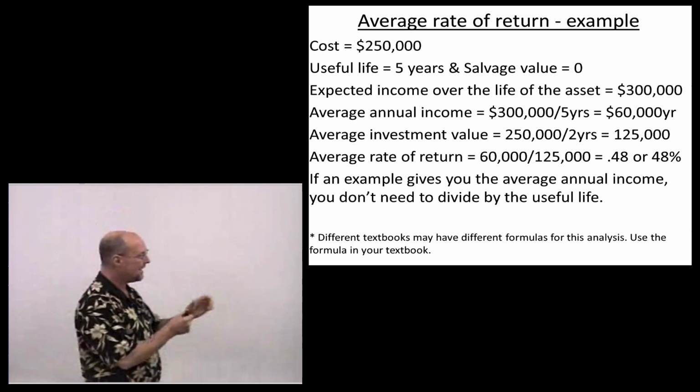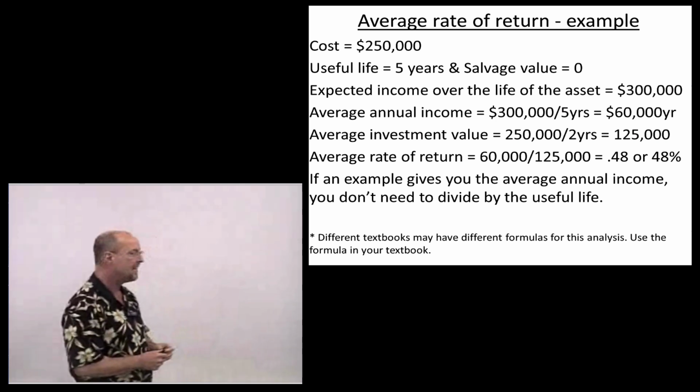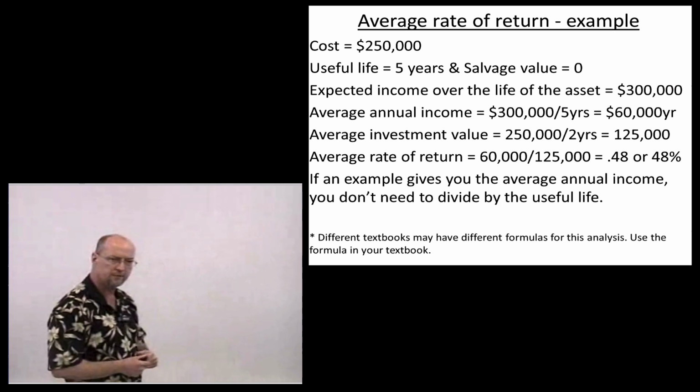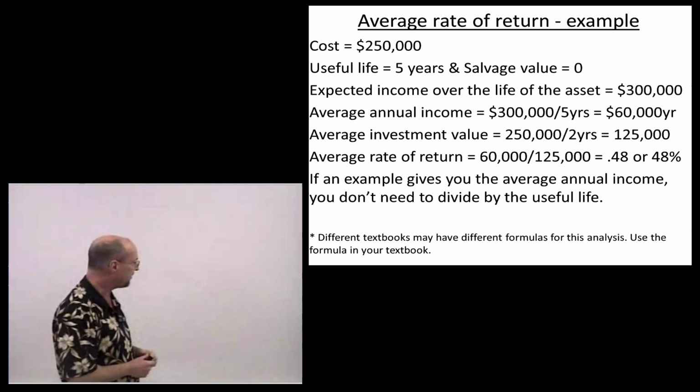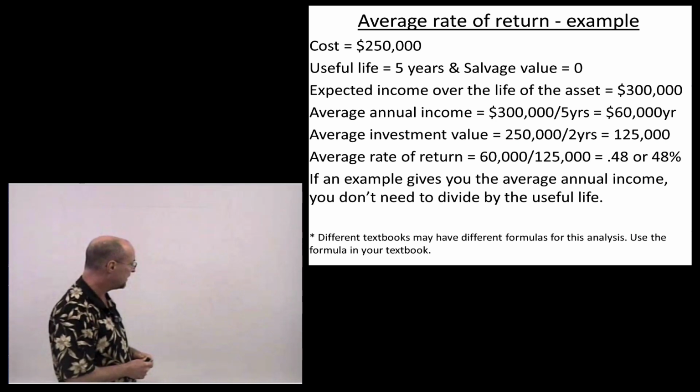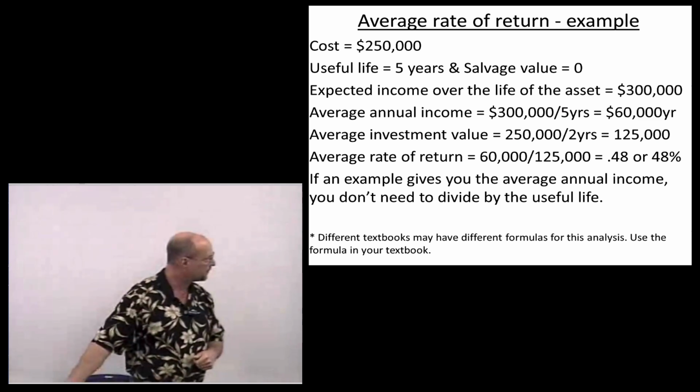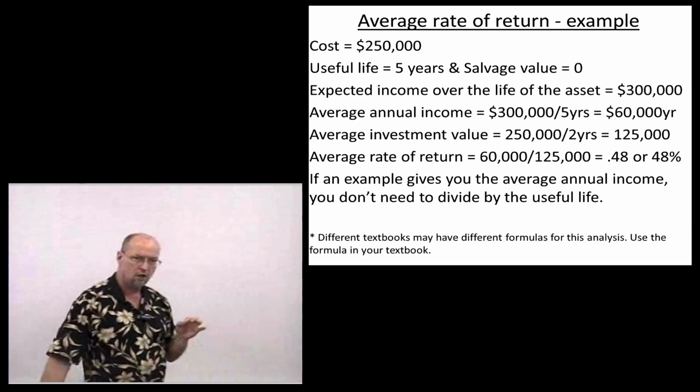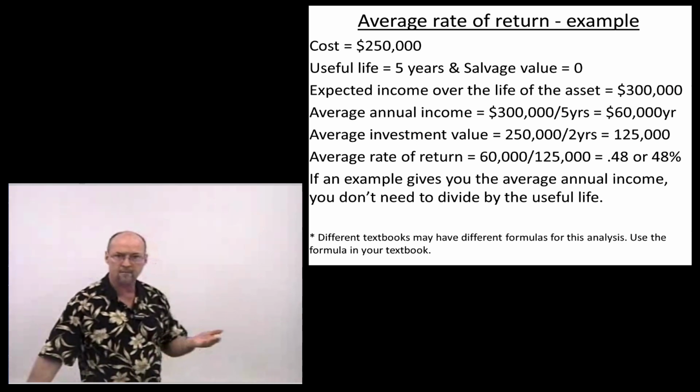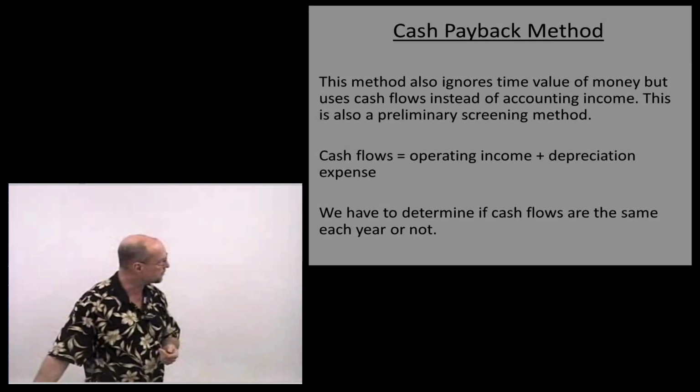Okay, now again, this is a preliminary screening mechanism. And again, there are several different formulas for this particular method. Okay? Different textbooks use different formulas. Use whatever your book is using. Okay? So this uses accrual basis income, operating income, net income. Again, it'll depend on the textbook you're using.